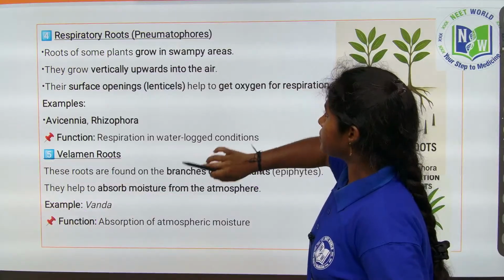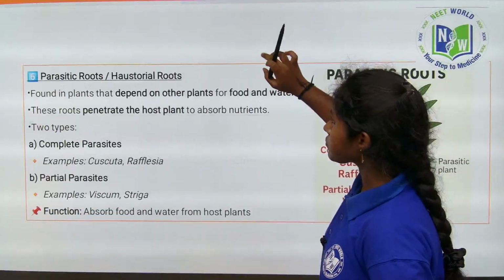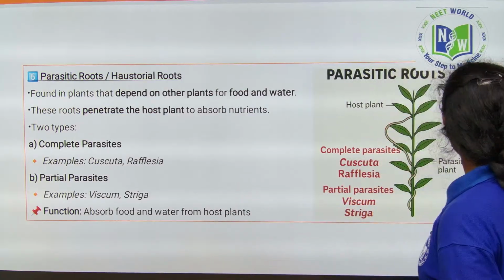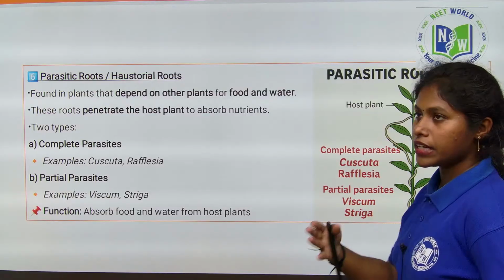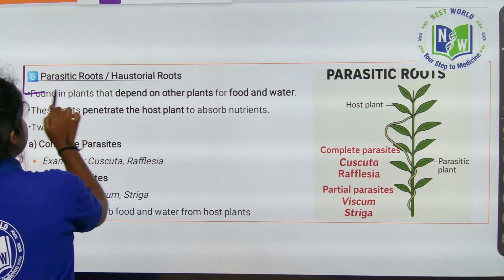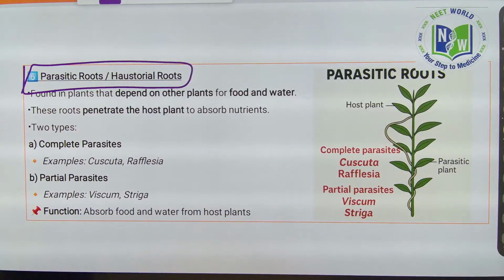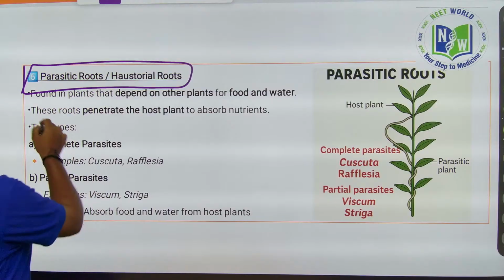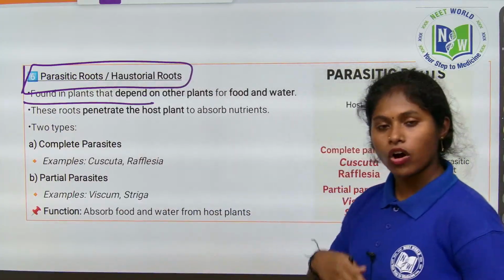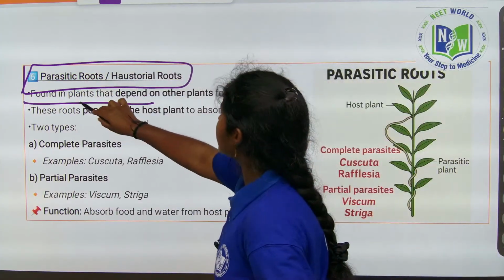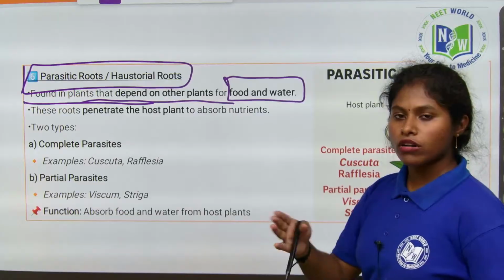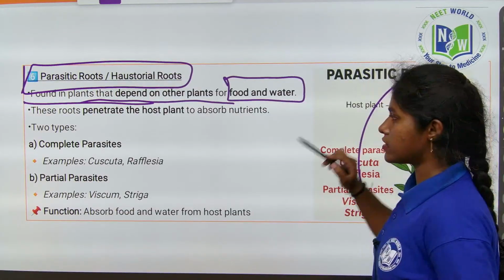Coming to the next type of modification, parasitic roots. These are dependent on the host. Parasitic roots are also called haustorial roots. Why are they called haustorial roots? They are found on other plants, and they depend on those plants for their food and also water. For food and water, they depend on other plants only.